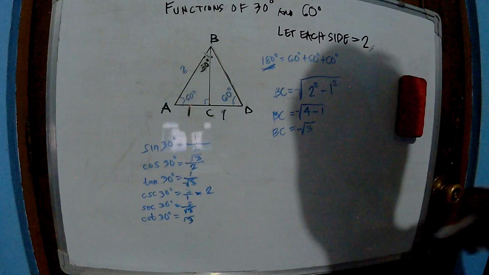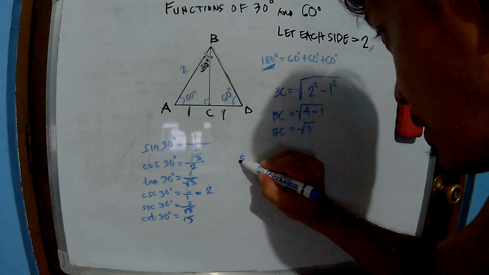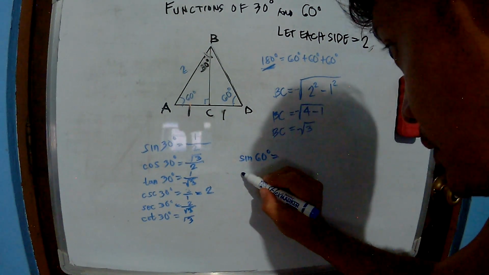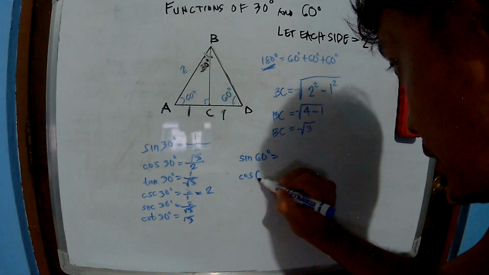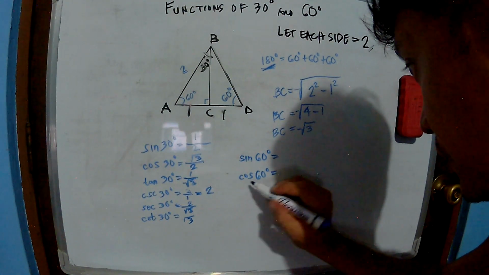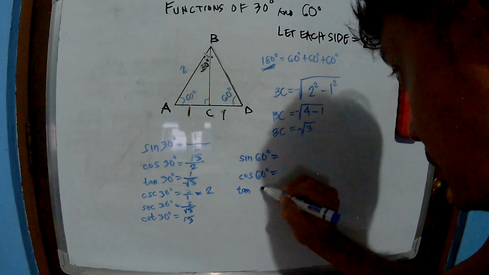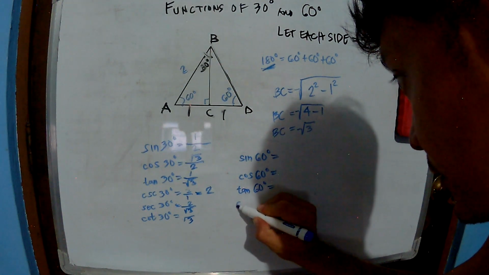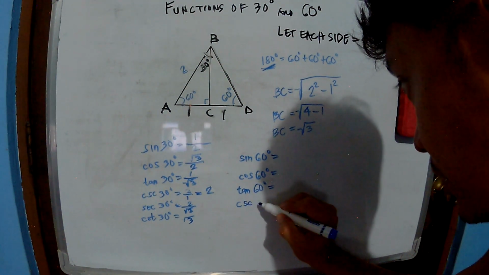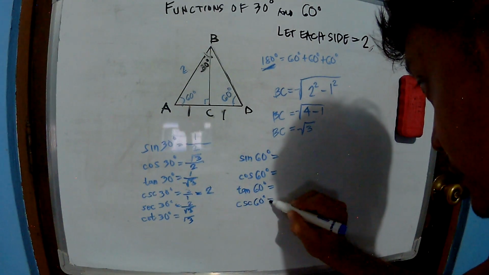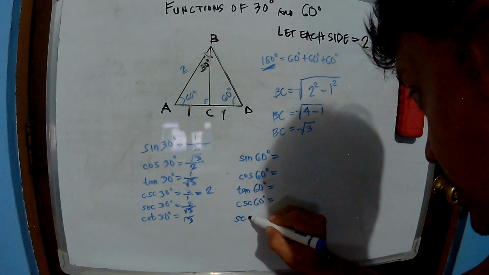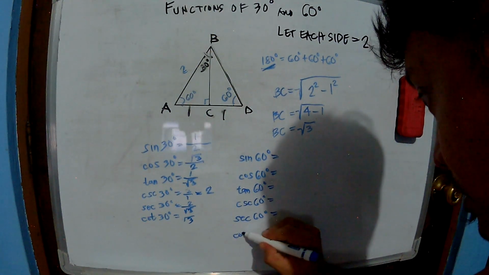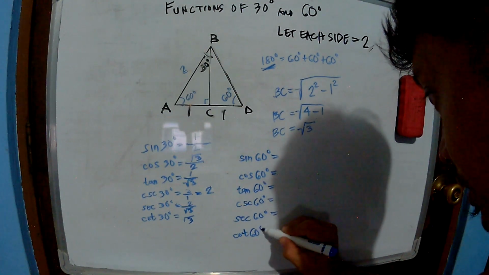Okay, so how about for sine of 60? Sine of 60 degrees, cosine of 60 degrees, tangent of 60 degrees, cosecant of 60 degrees, secant of 60 degrees, and cotangent of 60 degrees.